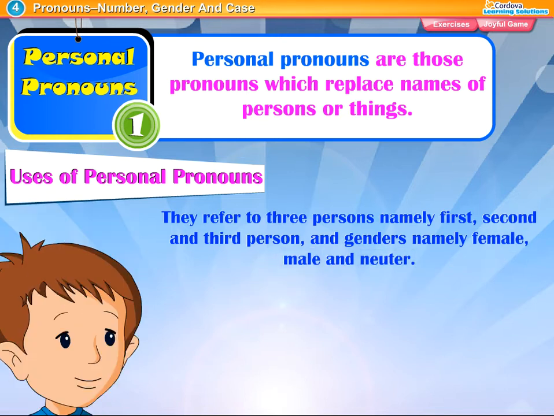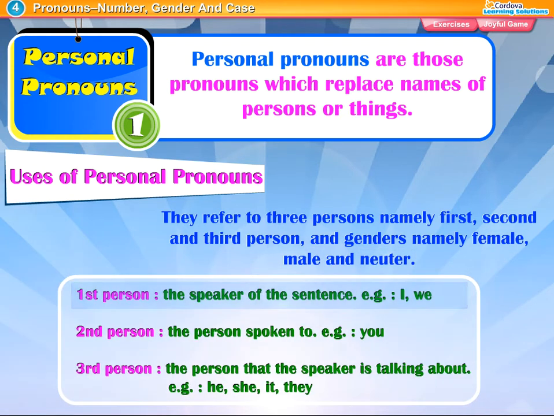and neuter. First person, the speaker of the sentence. For example, I, we. Second person, the person spoken to. For example, you. Third person, the person that the speaker is talking about. For example, he, she, it, they.